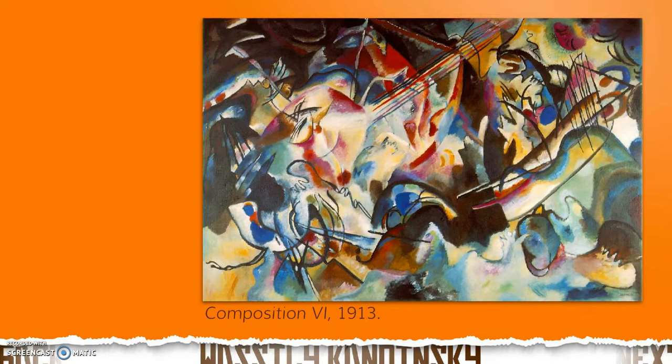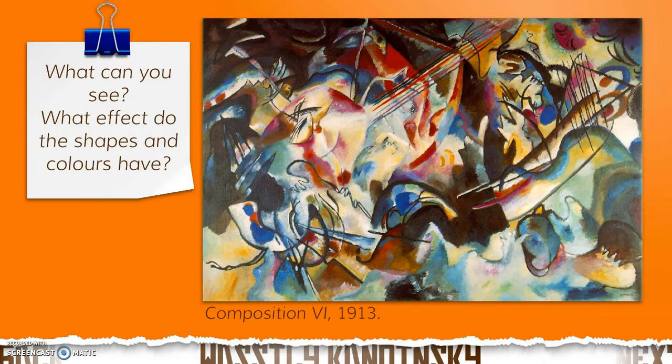Now here we see Kandinsky's Composition 6 from 1913. Now Kandinsky said that he saw colours and shapes when he heard certain sounds or music. And this is one of the pieces of artwork he created, which was to represent those sounds and music. So when you look at this piece of art, what can you personally see? And what effect do the shapes and the colours that you see on the artwork have on you?